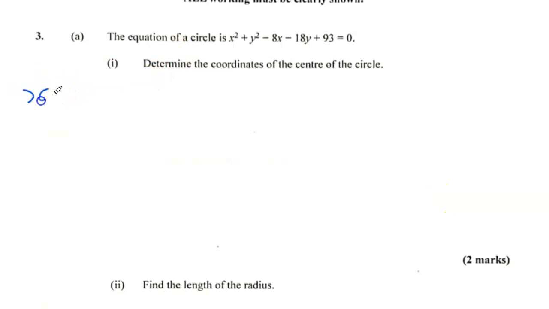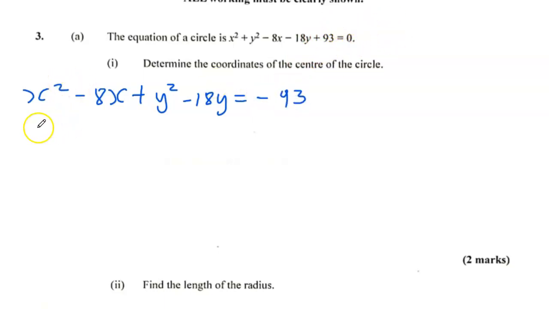So we have x squared, and we have minus 8x, and we have y squared, minus 18y, and the positive 9. I'm going to group the 93 on the other side, so that will be negative 93. Alright, so let's complete the square now for the x term.